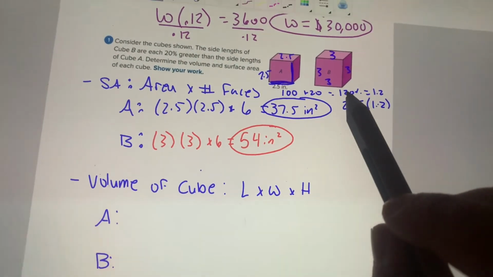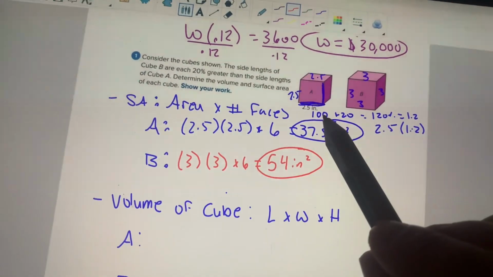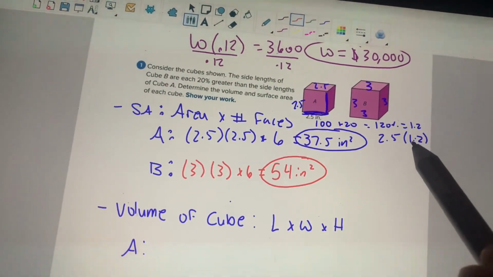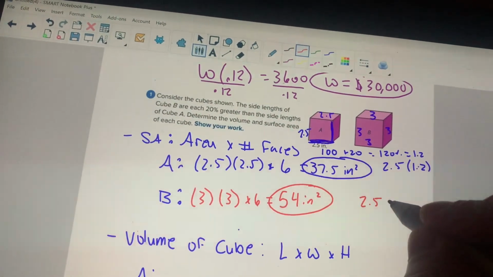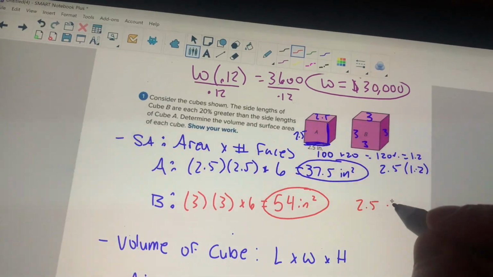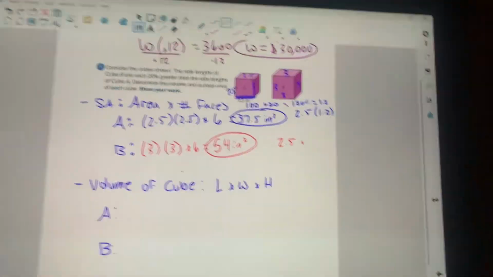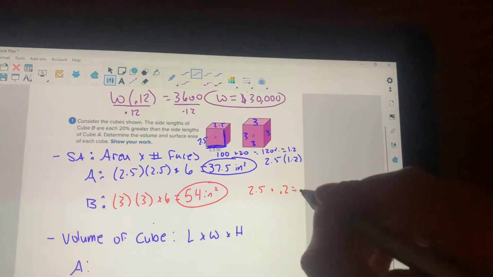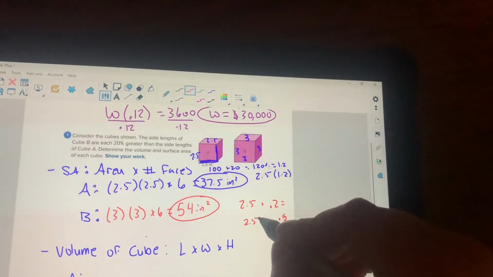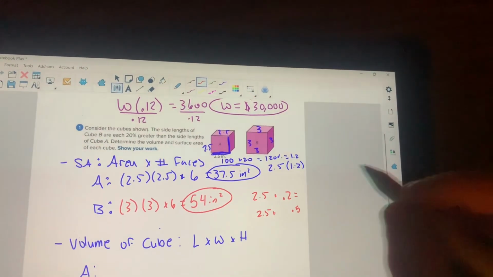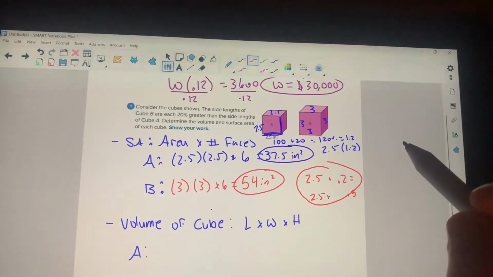So again, to figure out my side lengths on this, for B, to get 3, I knew that they were 20% greater than the side lengths of A. So I did it to where I did 100% plus 20%, and then I did that as a decimal. I also could have done 2.5 times 0.2. That's going to come out to 0.5. And then I would have just done 2.5 plus 0.5 to get my 3. Okay, so that's how I got that. But that is our surface area for each of those.